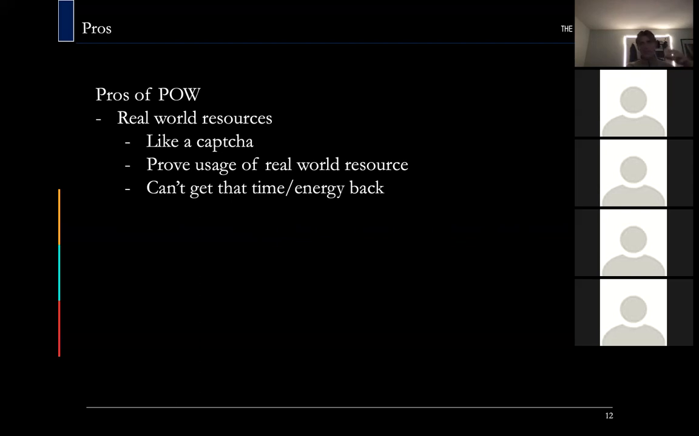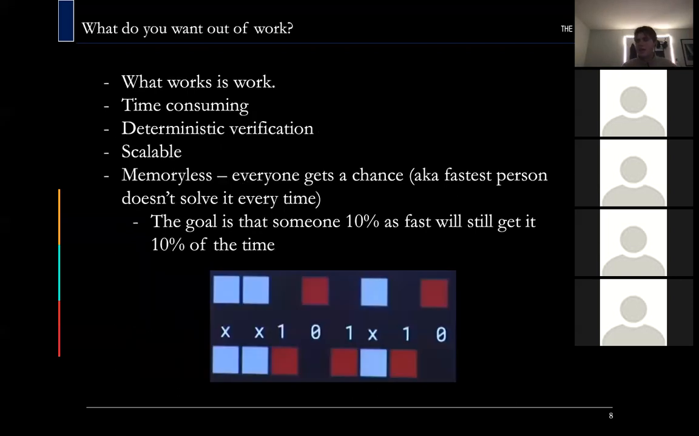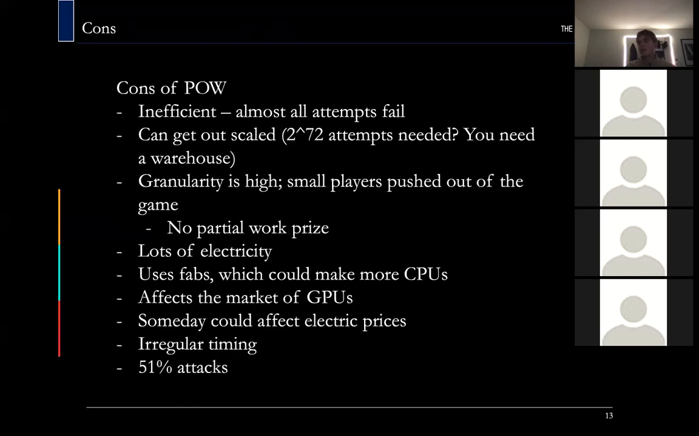But when we get into the cons of proof of work, it gets a little bit larger. The first con is that it's inefficient. Almost all attempts fail. As I talked about back on this slide, the number of attempts it'll take to solve this in this case is 2 to the power of 5, because there are 5 red blocks that we need to solve. When it comes to actual blockchains like Bitcoin, it needs to solve an unbelievable amount of ones or zeros to actually solve that math problem.